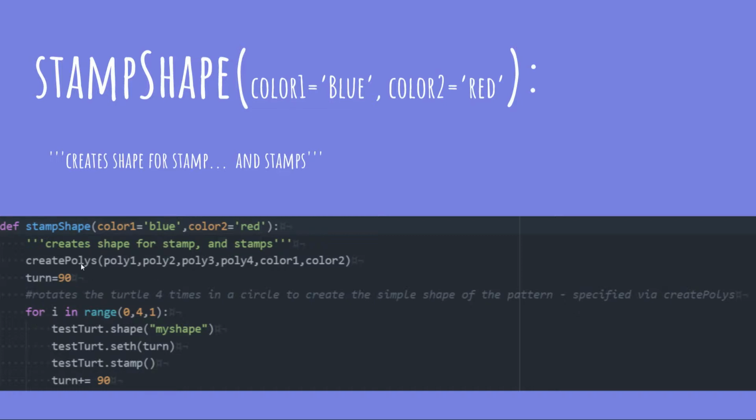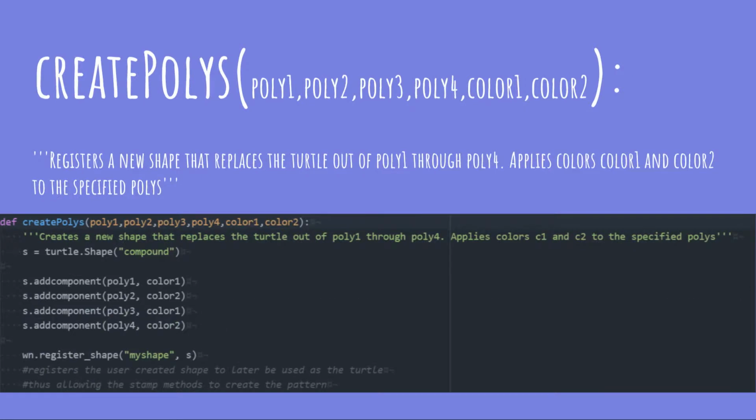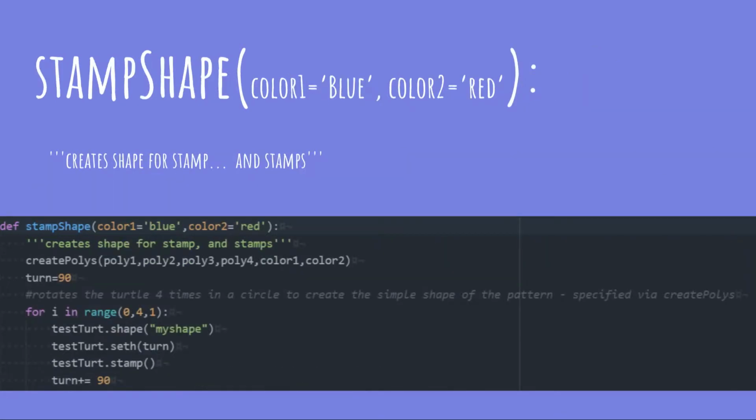So for i in range of 0 to 4, incrementing by 1, it will run test turtle, which is the name of my turtle, by shape, and it will create test.shape, and it uses my shape as the variable, which in this case I determined that I'm registering the shape as my shape. So test.setH, which sets the heading, and I'm having it be setting the heading to turn, which is 90, and then I have turn increment by 90 degrees every run through of the for loop.